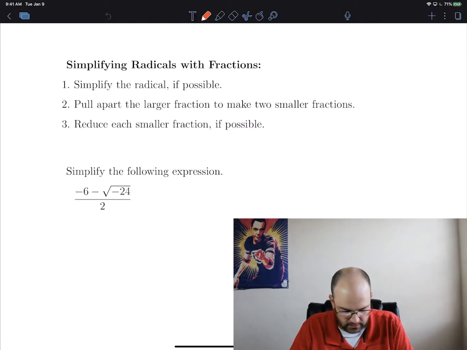Hello. In this example, we want to simplify radicals, either fractions with radicals or radicals with fractions. Number one, simplify the radical if possible. Number two, pull apart the larger fraction to make two smaller fractions. And number three, reduce each smaller fraction if possible.